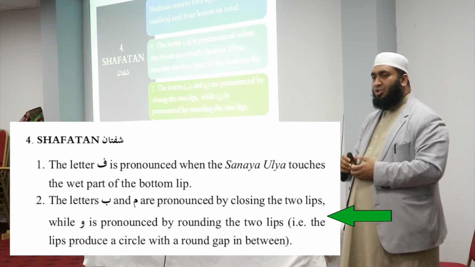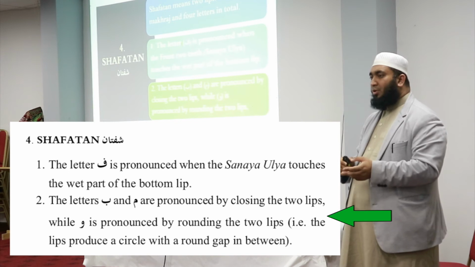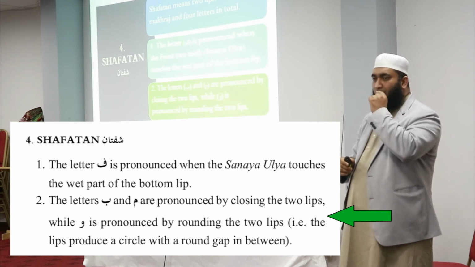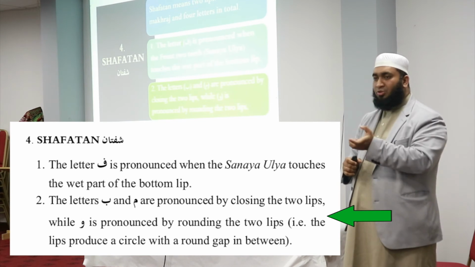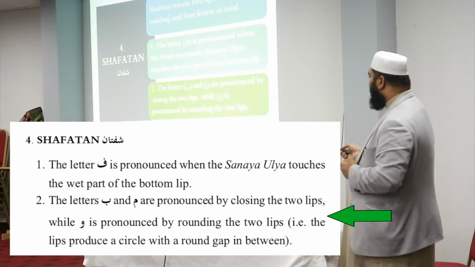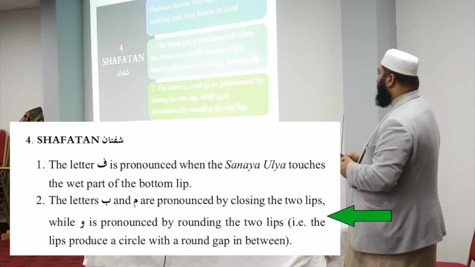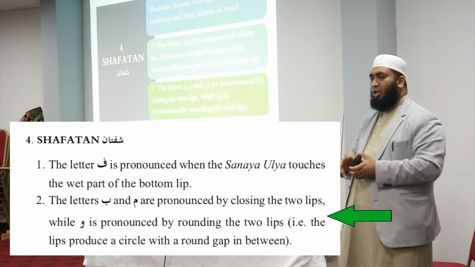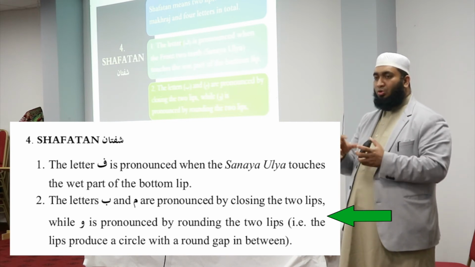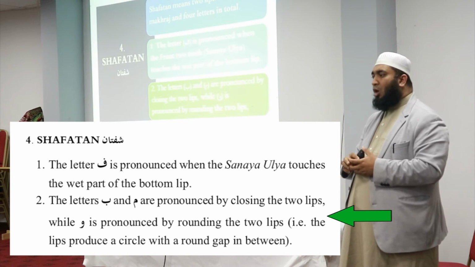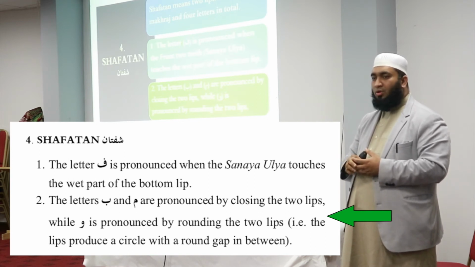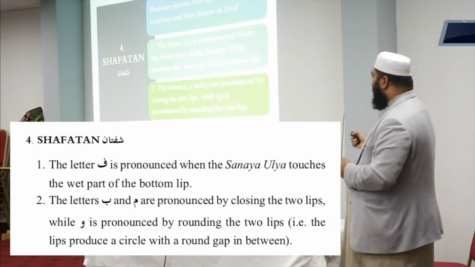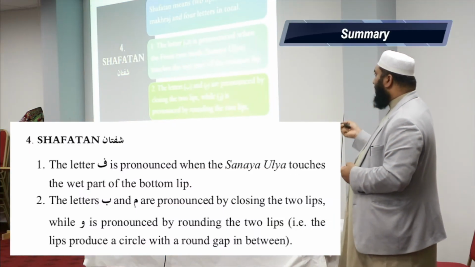So this is the pronunciation of ba and mim. Both are pronounced by closing our lips. Ba is the inner part, mim is the outer part of the lips, both lips. And waw is pronounced by rounding the 2 lips. So when we round our lips, this is pronounced wow.